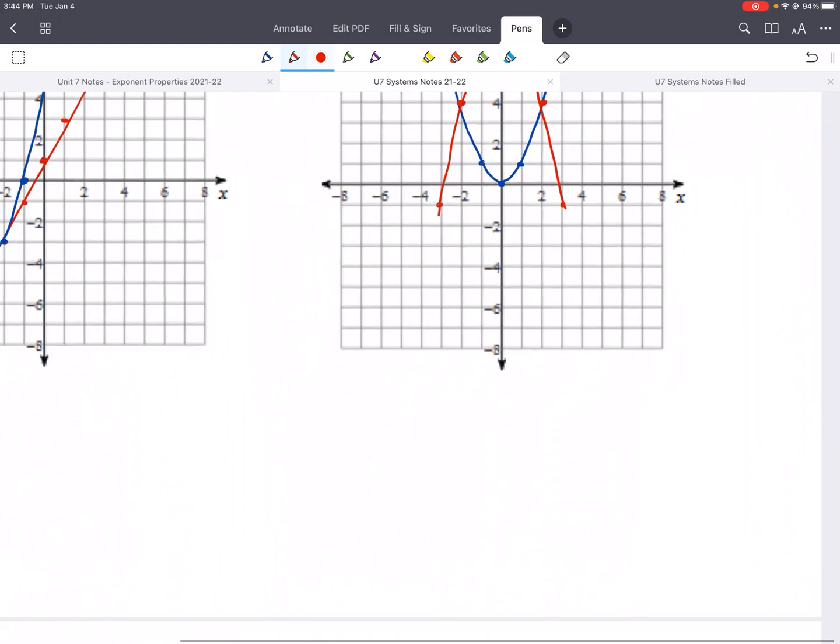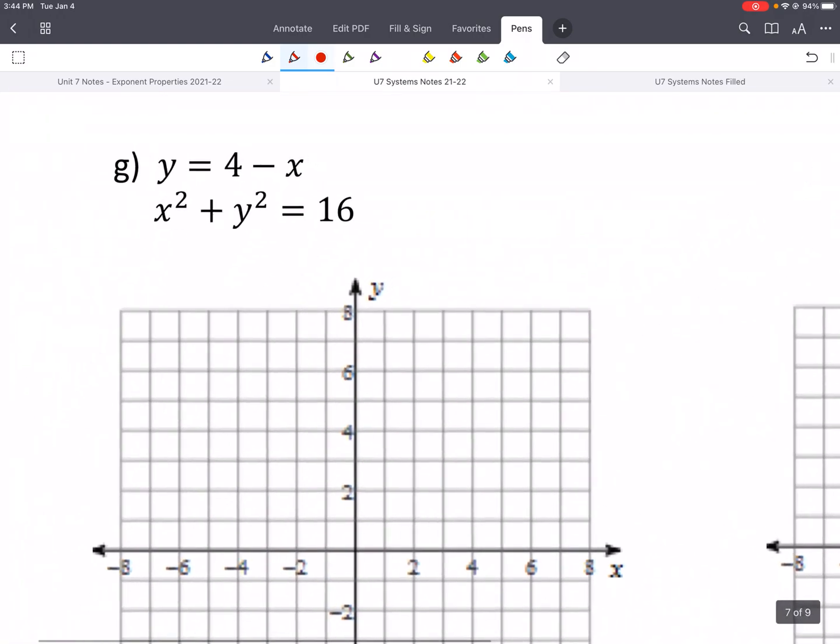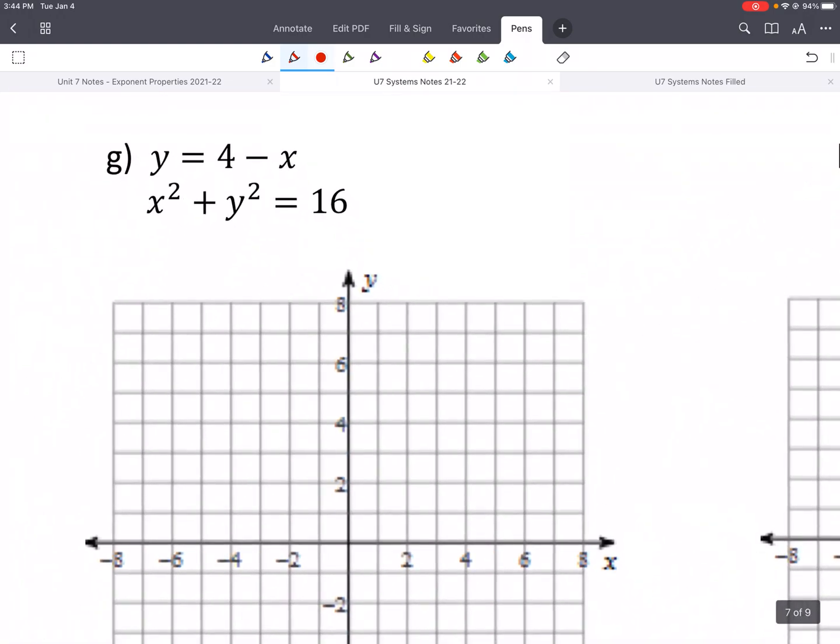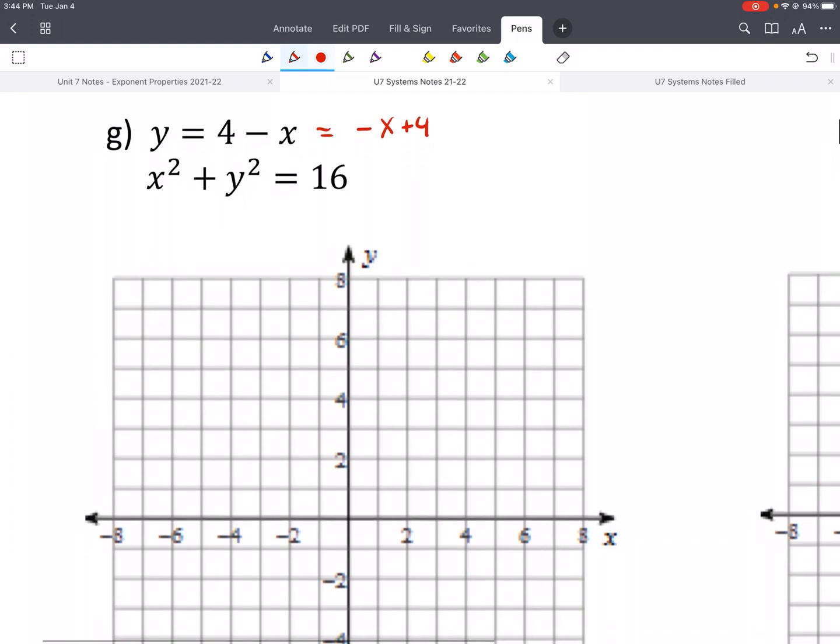Okay, so let's talk about these circle equations. Let's make sure we got this. So we'll do our linear equation. This is kind of in the backwards order. This is typically negative x plus 4, if you have it in slope-intercept form. So the y-intercept is 4, and it looks like we go down 1 over 1. So a negative 1 over 1 would be our slope.